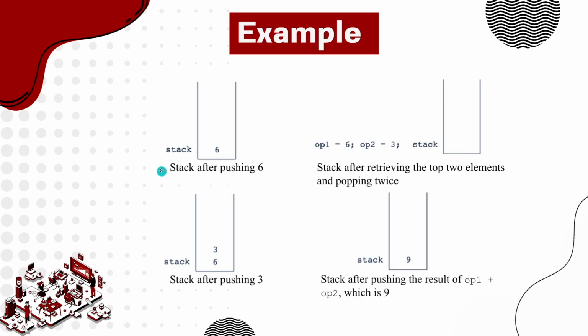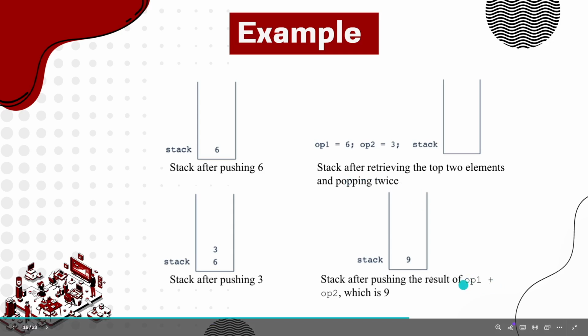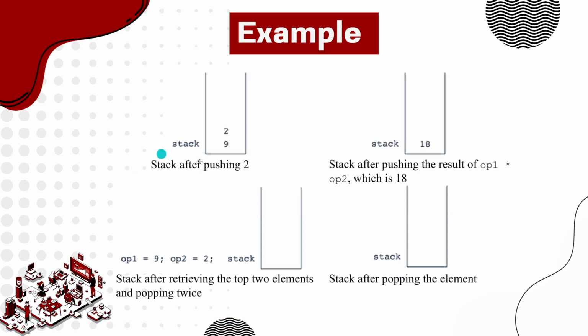I have shown the same with some more examples. Here we have a stack, and one input symbol which is an operand, 6. We push it onto the stack. Then we encounter one more input symbol, 3, and push it onto the stack. Then we have an operator as input, a plus. So, we pop 2 entries from the stack: 6 and 3 are popped out. We perform addition between 6 and 3, and the result is 9, which is pushed onto the stack.